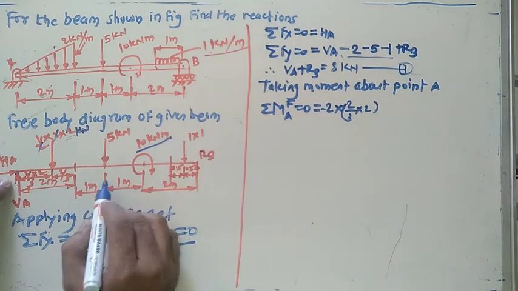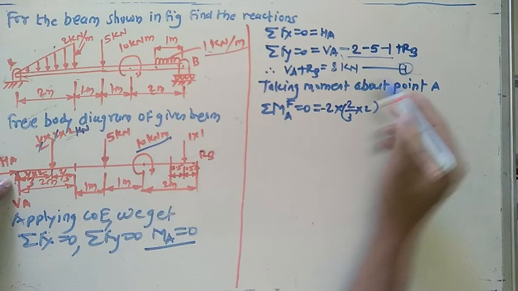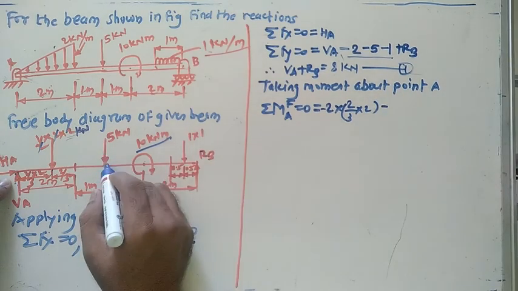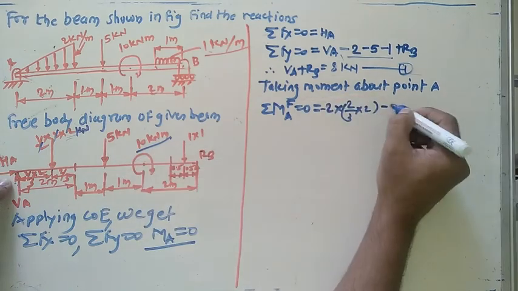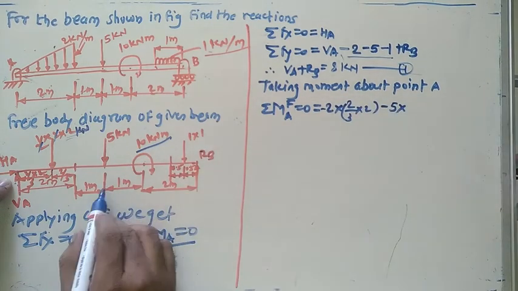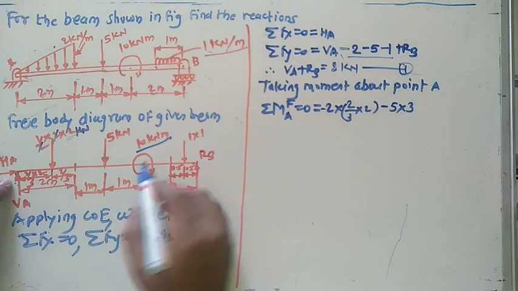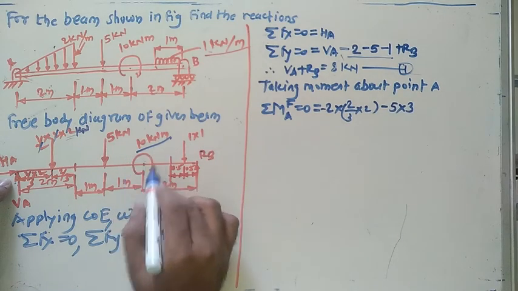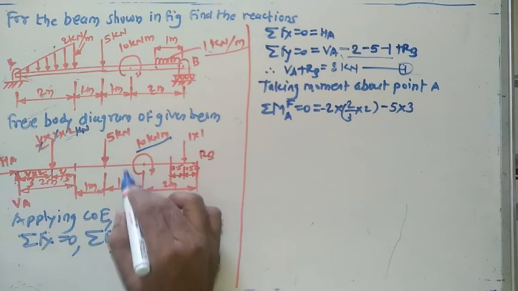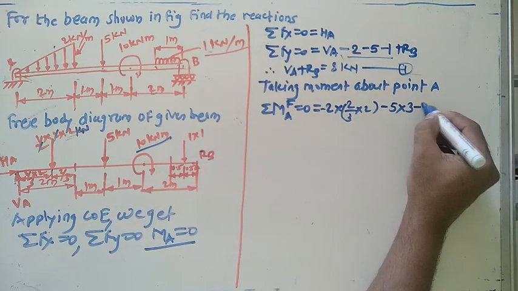Now the next force is here, 5 kilonewton. The 5 kilonewton also turns about this point in the clockwise direction. Give the sign for this one. Multiply by the distance, 2 meter plus 1, 3 meter distance with us. Now you have to consider this one, the couple. So this turns about this point in the clockwise direction. For clockwise, give the minus sign.